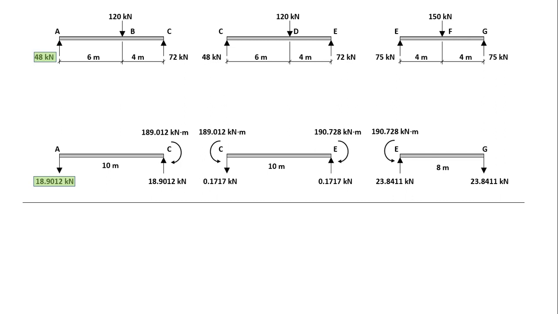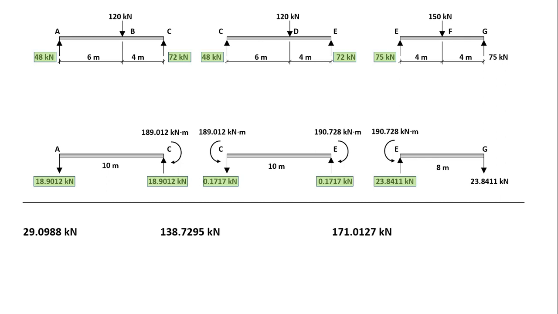So, this will become 48 minus 18.9012. And that is equal to what? 29.0988 kilonewtons. Okay? For letter C naman, lahat ng nakatutok sa point C. And these are these 4 values. So, kung sasum up natin yan, we will get 138.7295 kilonewtons. So, as with point E, okay, additive lahat, no? So, we have 171.0127, and for last, point G, 75 minus 23.8411, that's 51.1589 kilonewtons.